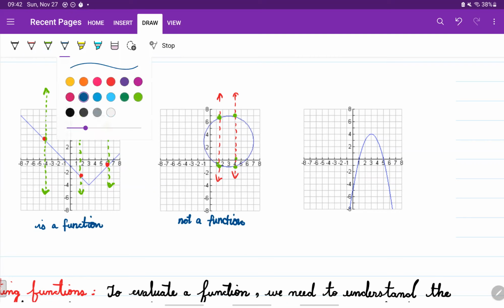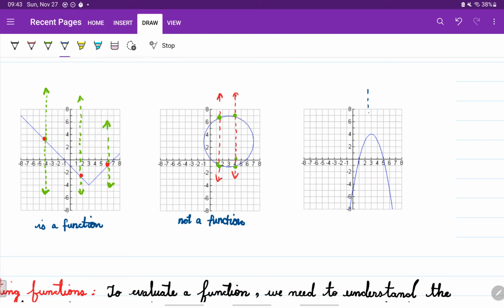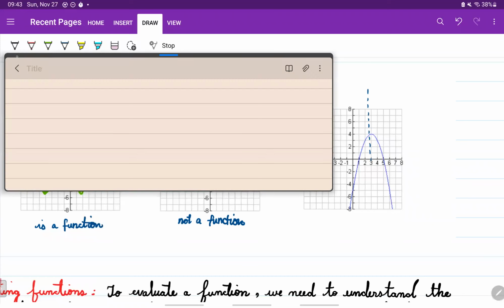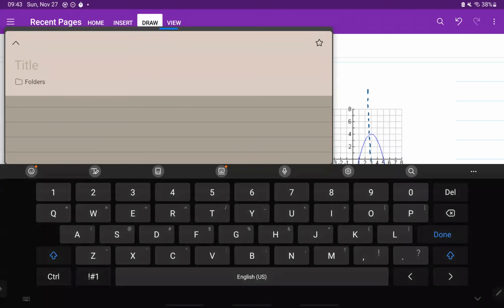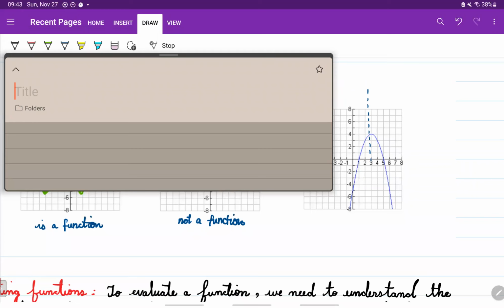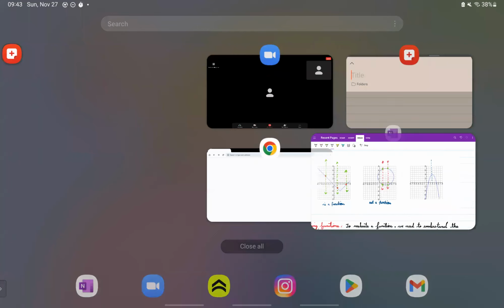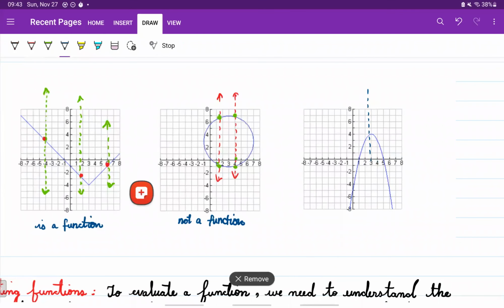Let us repeat it here. We draw a vertical line, and we see that it crosses at only one point, no matter where we draw the line. So this is a function.